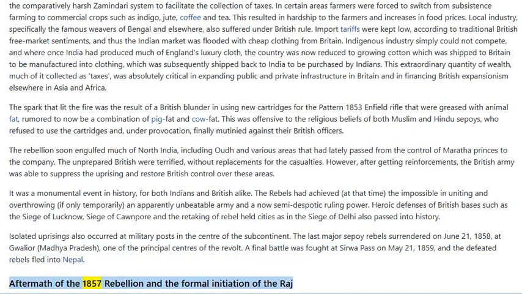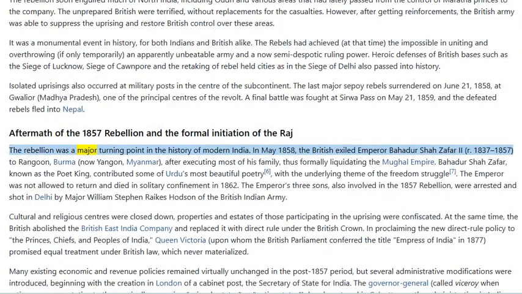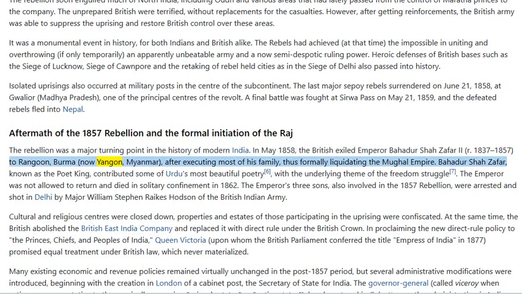Aftermath of the 1857 rebellion and the formal initiation of the Raj. The rebellion was a major turning point in the history of modern India. In May 1858, the British exiled Emperor Bahadur Shah Zafar II (1837–1857) to Rangoon, Burma, now Yangon, Myanmar, after executing most of his family, thus formally liquidating the Mughal Empire.